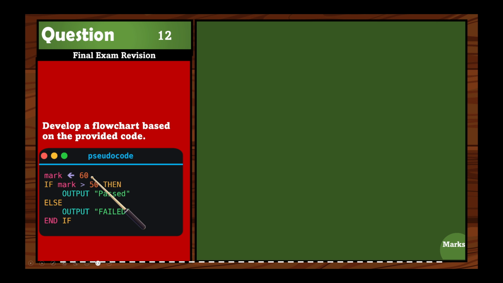Says the code mark is equal to 60. If mark is greater than 50, then output passed, else, this time we have else, okay, output failed, and end if. Okay, so simply start the program.